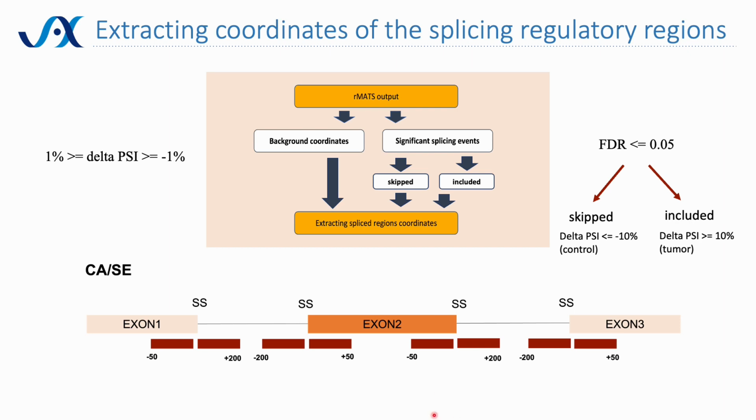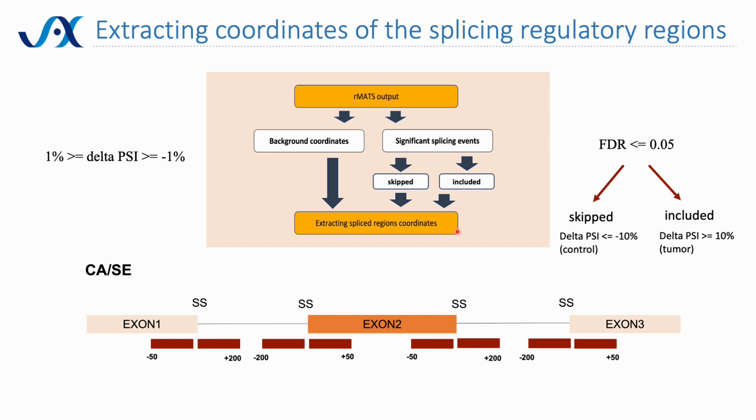We create several groups of events for our analysis. Background events have less than 1% DPSI and are used for our Bayesian model. We split significant events into skipped and included, because they will be plotted separately.